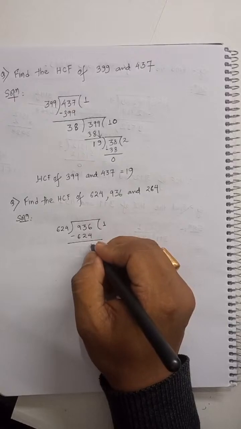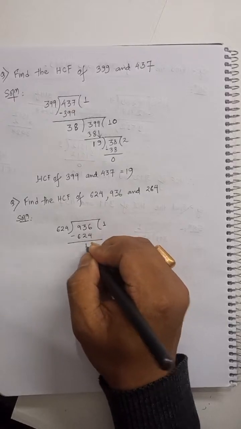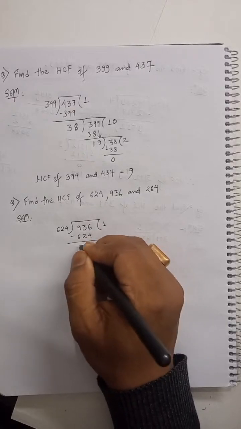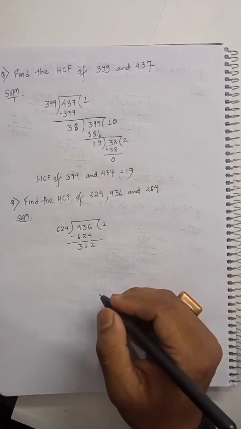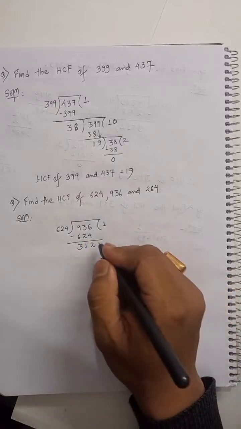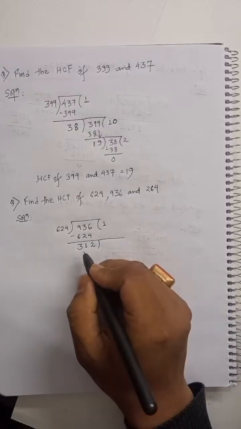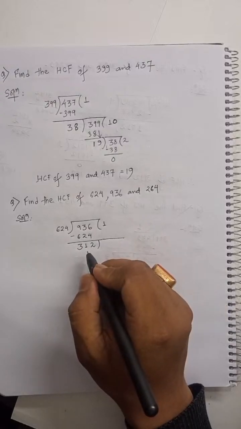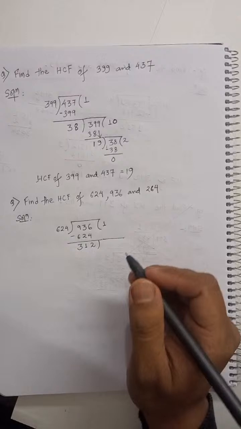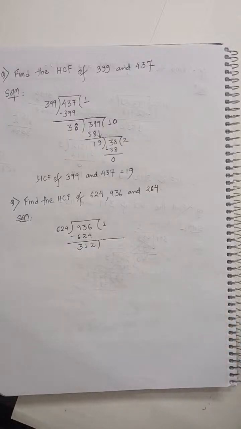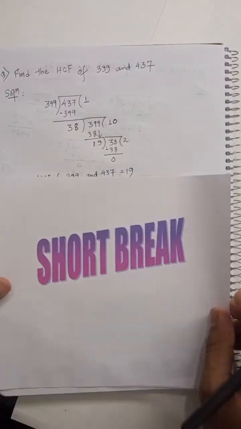So 6 minus 4 is 2, 3 minus 2 is 1 and 9 minus 6 is 3. Our remainder is 312. So this remainder now becomes the divisor. Just give me 2 minutes, I will be back very quickly.